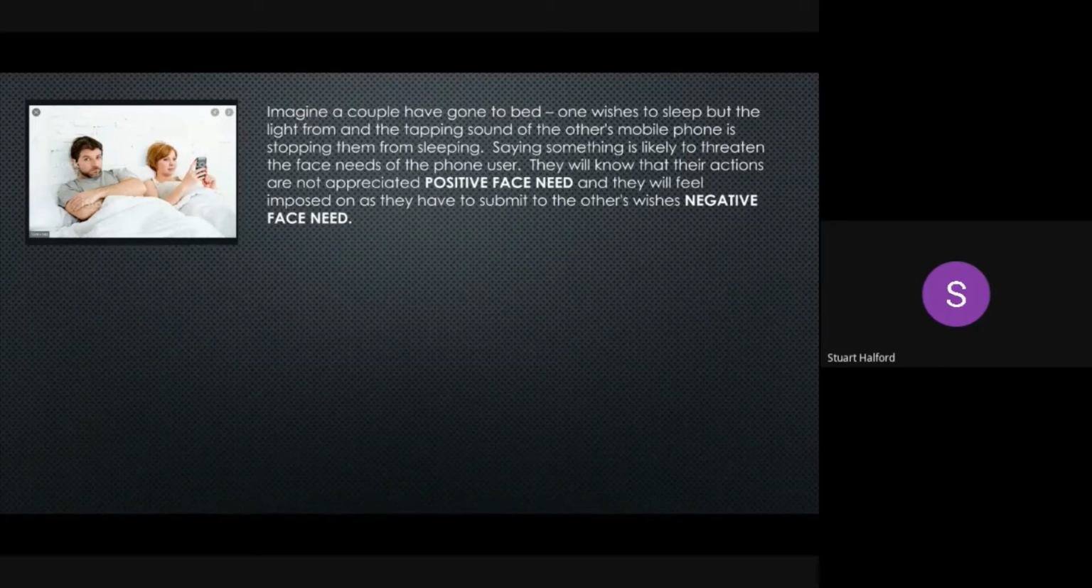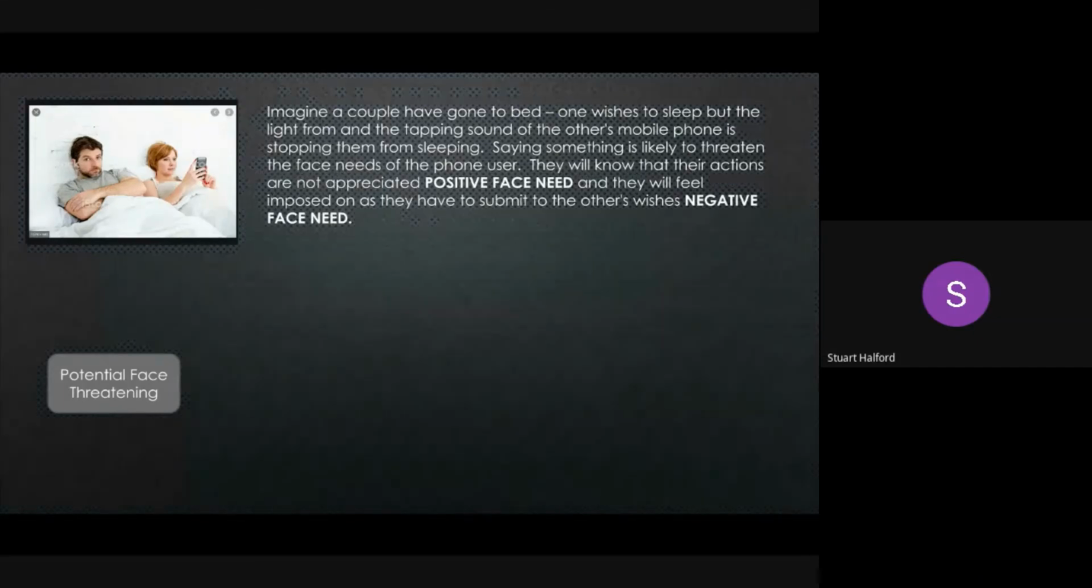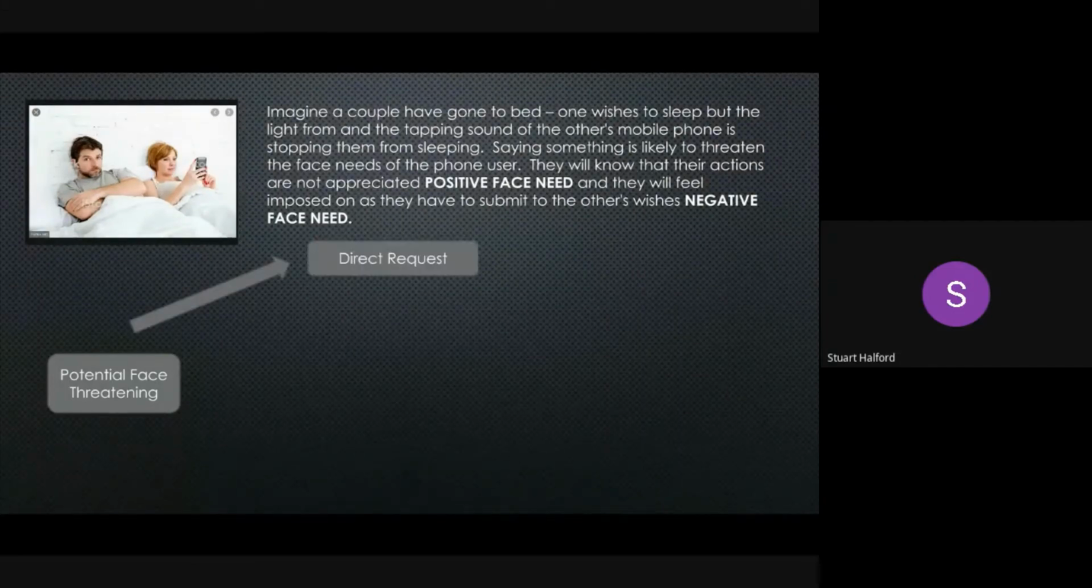And they will also feel imposed on, as they have to submit to the person who wants to go to sleep. They're going to have to submit to their wants or wishes. So that's going to interrupt the negative face need. So let's see what the possible options are here. Asking for the phone to be turned off so that one can go to sleep is potentially a face-threatening act. Okay. So option one then is we can make a direct request.